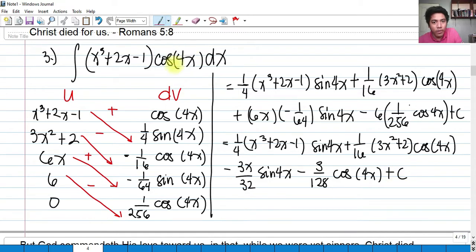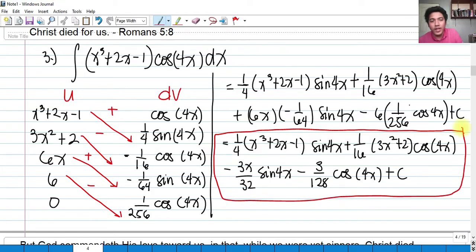And this should be our answer for this problem. If you want to simplify further, it's okay. You can factor out cosine and sine, but I would leave it as it is. That should be our answer.